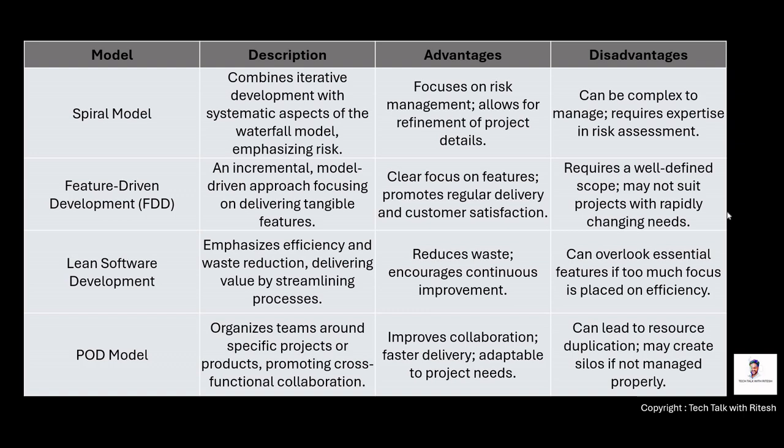Disadvantages for the spiral model: it can be complex to manage, requires expertise in risk management. For the FDD model, the disadvantages could be it requires a well-defined scope, may not suit projects with rapidly changing needs. For lean software development, a disadvantage could be it can overlook essential features if too much focus is placed on efficiency. And for the pod model, it can lead to resource duplication, may create silos if not managed properly.